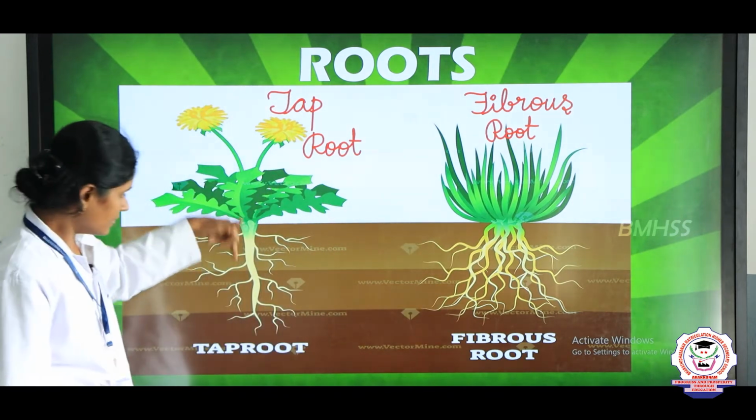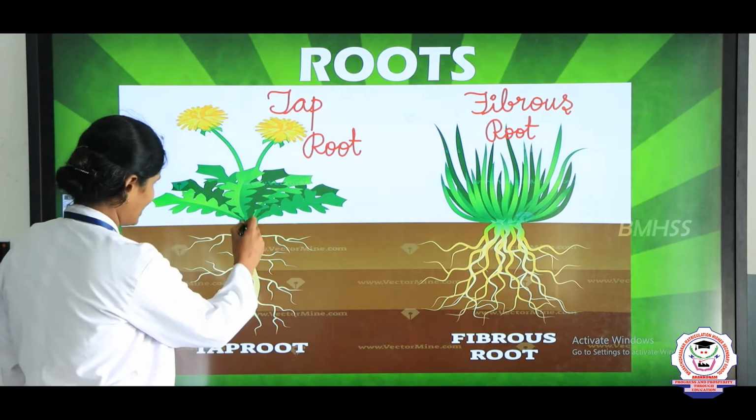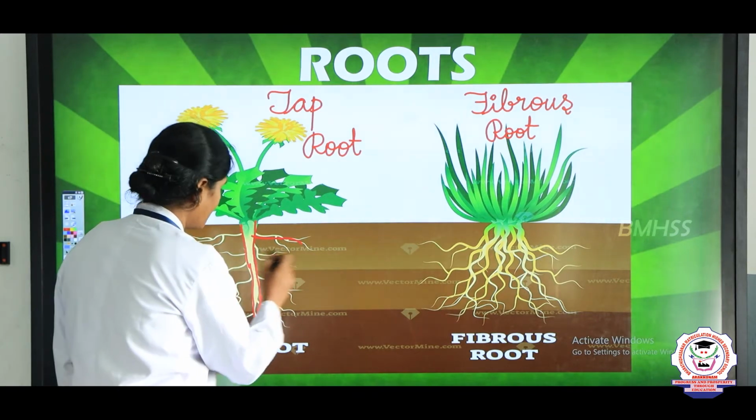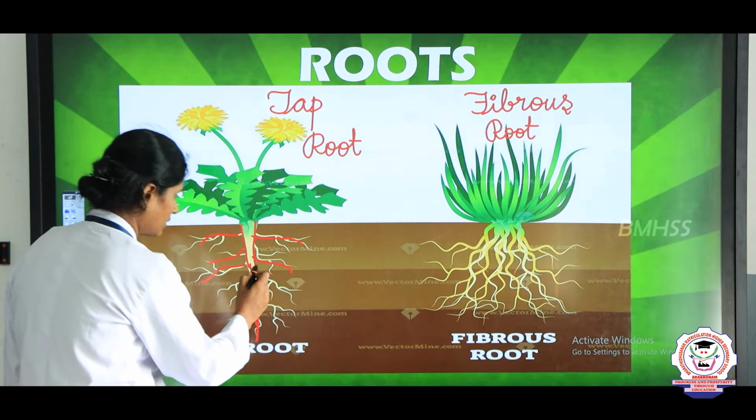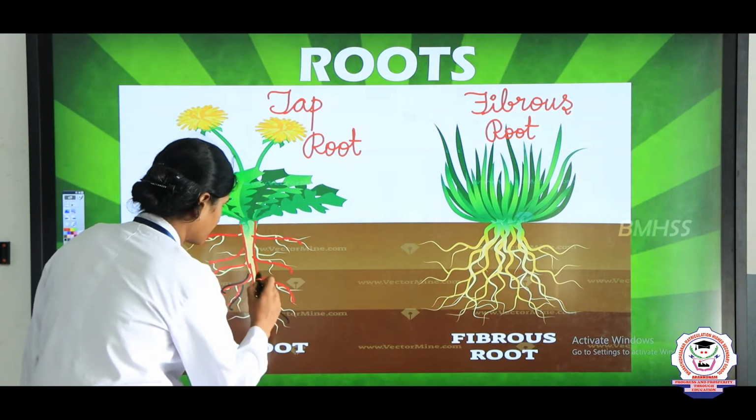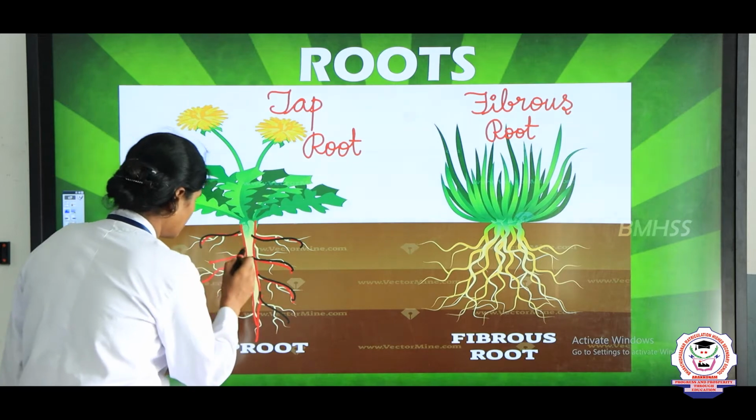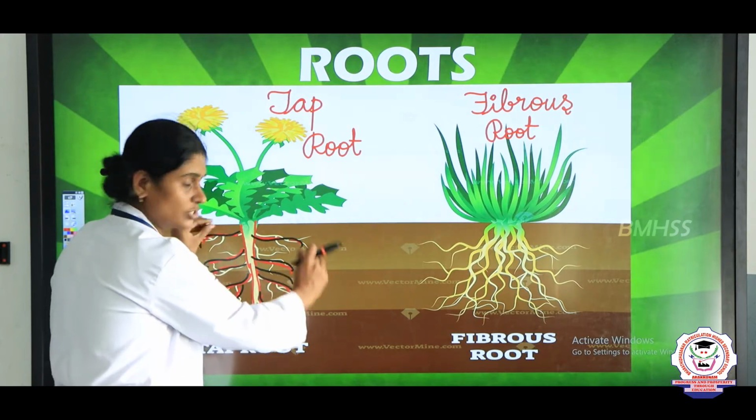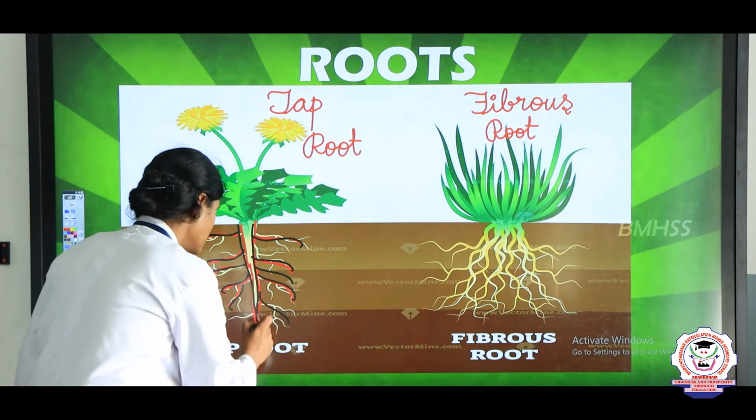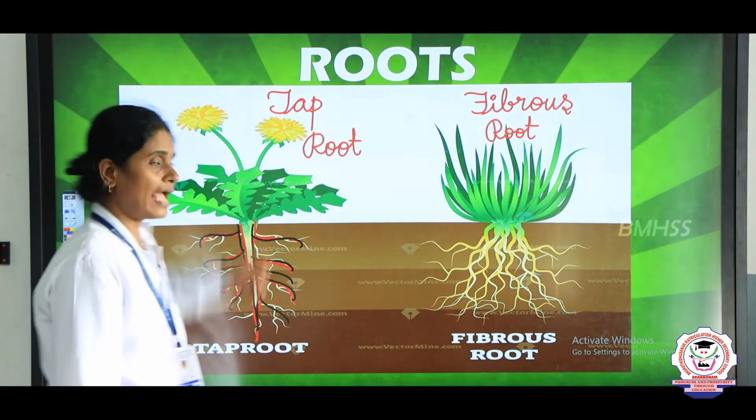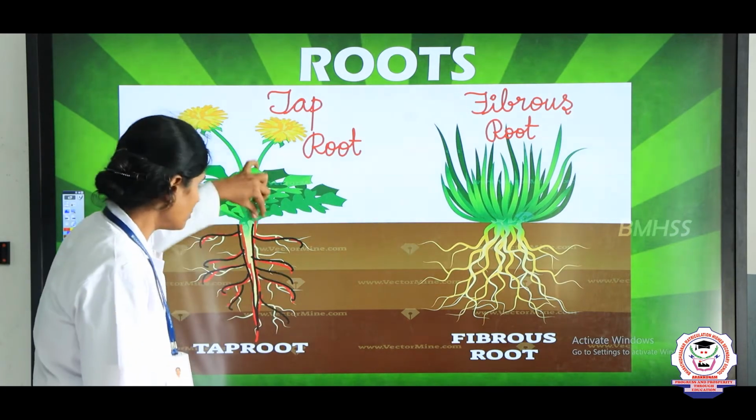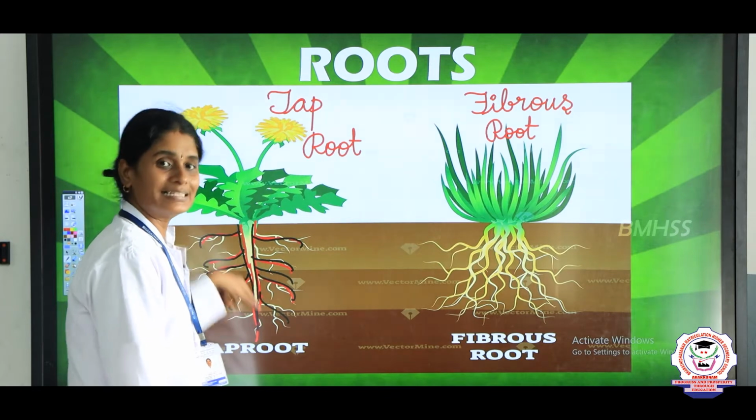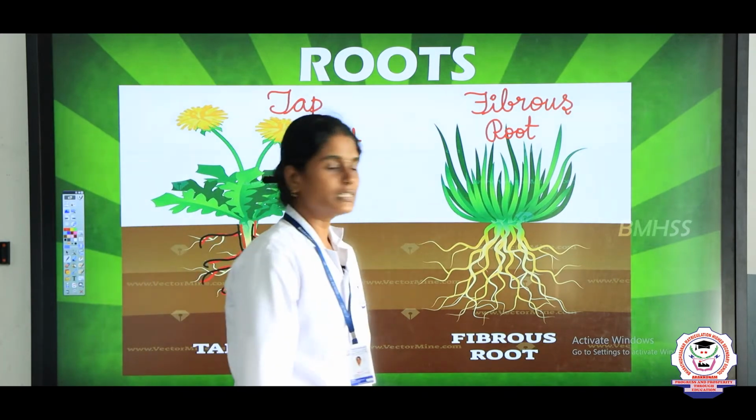You can see the root of this plant, right? There is one primary root, and from that main root you can see many roots coming out as branches. This type of root is known as tap root. There is the main root, and there will be many primary, secondary and tertiary roots. This plant has a tap root system.